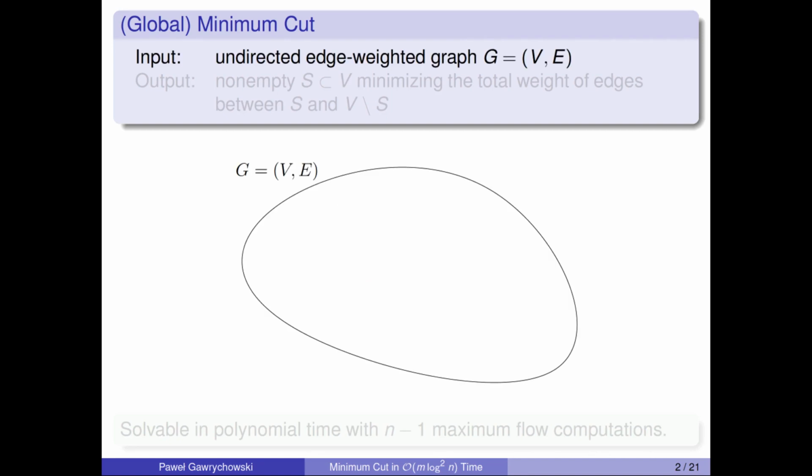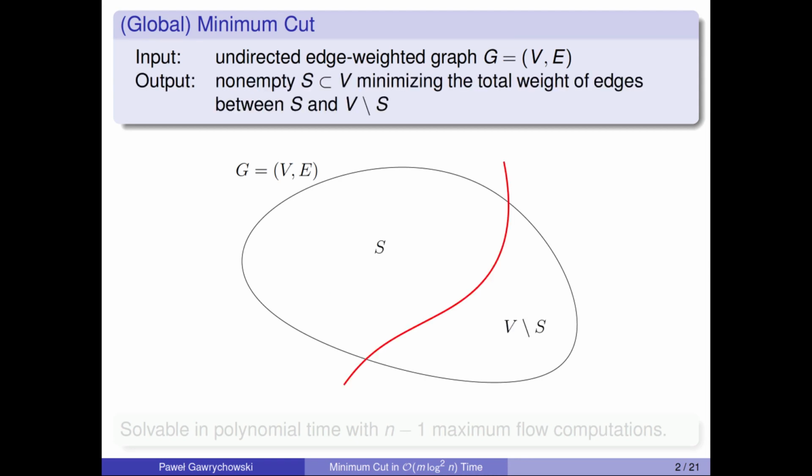In this problem, we are given an undirected edge-weighted graph G. I will assume that the weights are integers, and we seek a partition of the set of the nodes into non-empty S and its non-empty complement. The goal is to minimize the total weight of all edges with one endpoint in S and the other endpoint not in S. These are the blue edges in the figure.